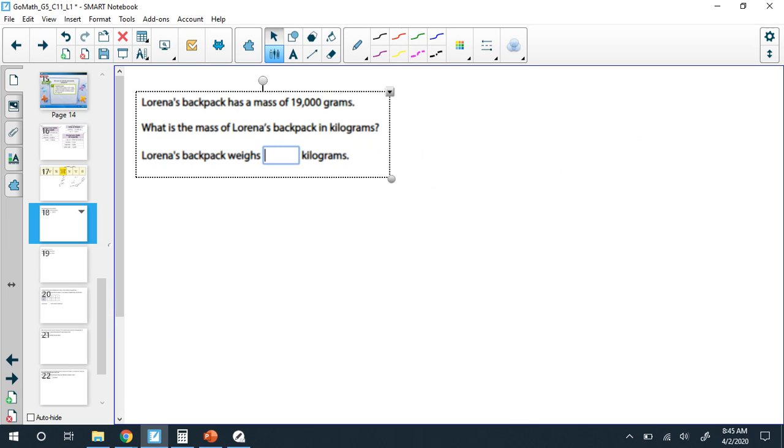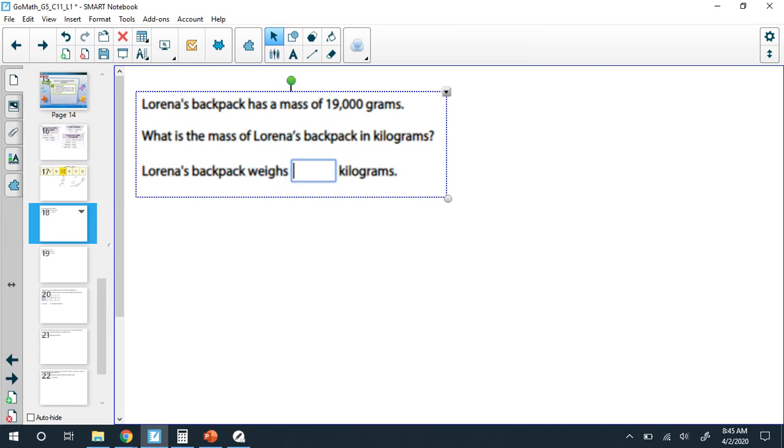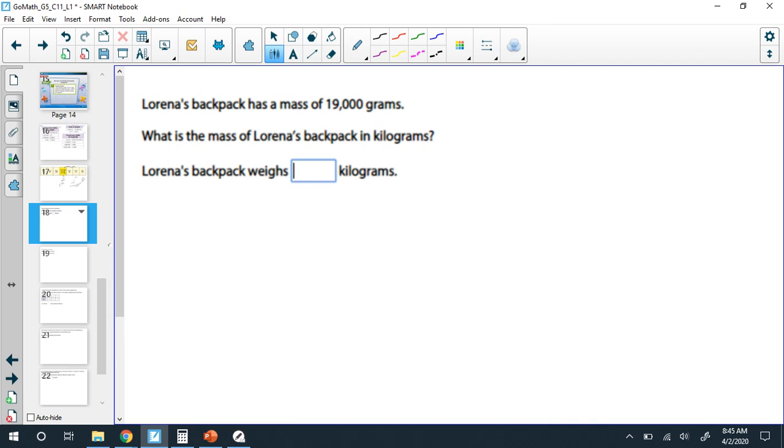Okay, we're going to take a look at a few of our problems from the chapter, just to give us a quick review. Here it says that Lorena's backpack has a mass of 19,000 grams. What is the mass of Lorena's backpack in kilograms? Again, we are going from a small unit, grams, to a larger unit, kilograms. If we think of King Henry died drinking chocolate milk, then grams is right here, and we're going to move over once, twice, and 3 times.